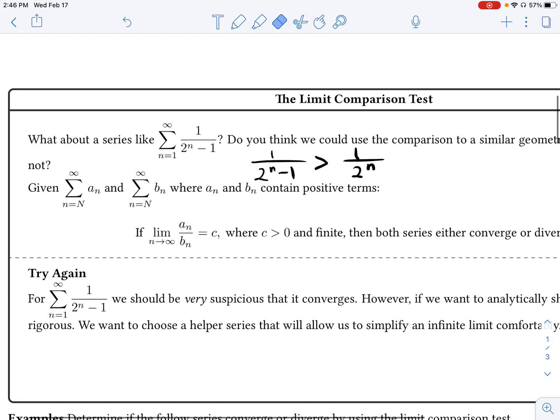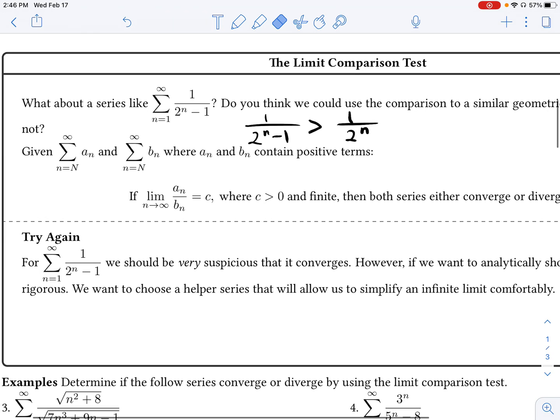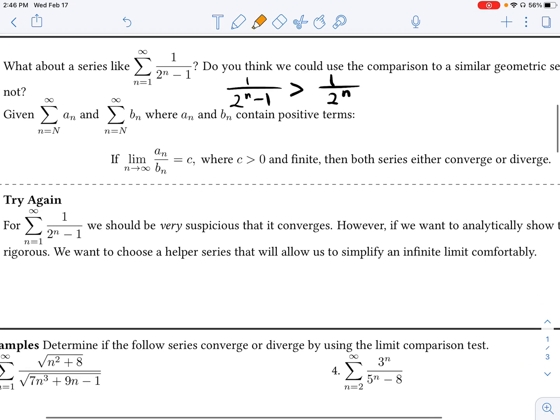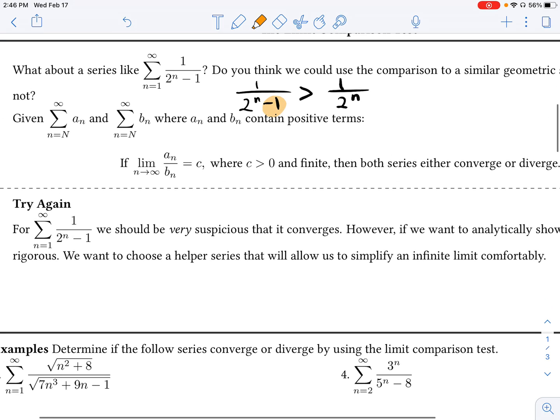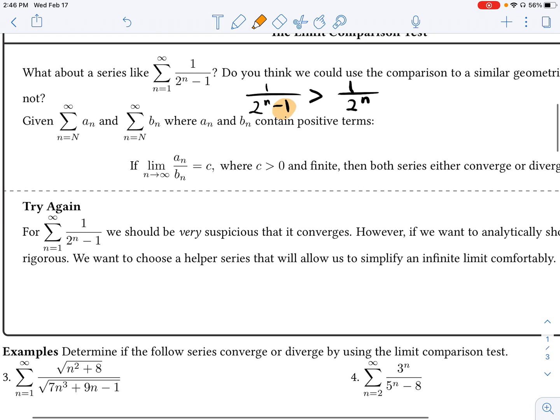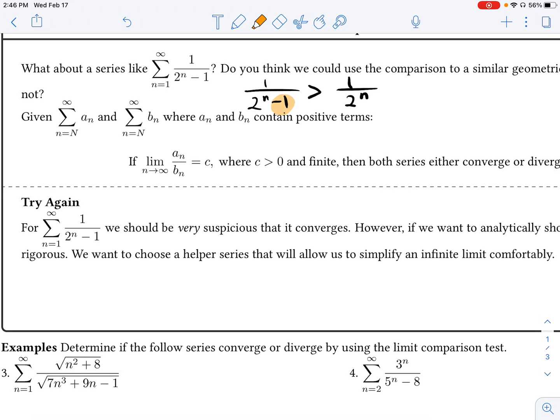So while we can't use the direct comparison test, let's take a step back and again look at these two series. I said just a few moments ago that these two series behave really similarly. As n approaches infinity, really, what is this minus 1 going to do to the outputs of the function as the n value gets that large? And the answer is not a whole lot. In fact, as n approaches infinity, these two functions are going to be virtually indistinguishable from one another. They behave the same way.